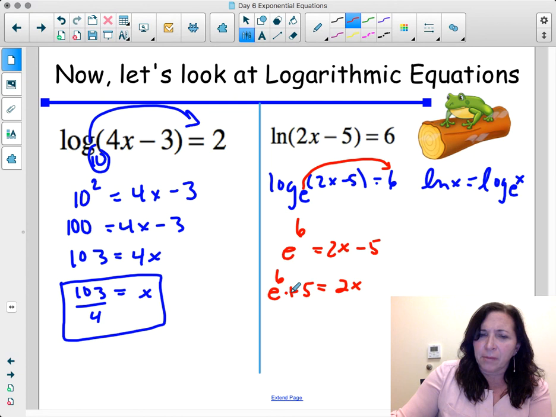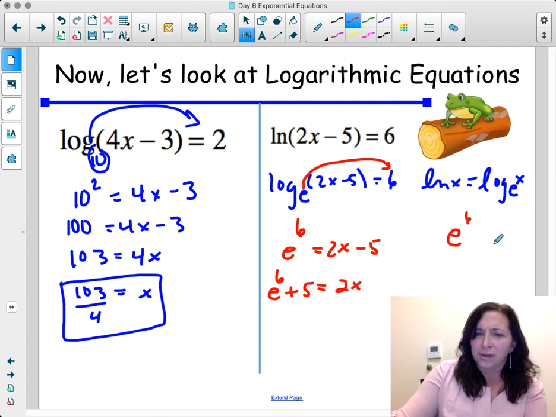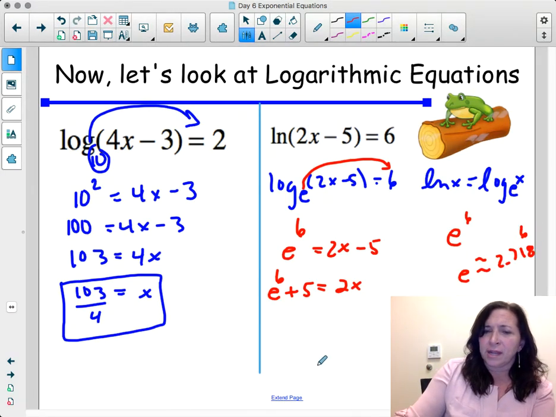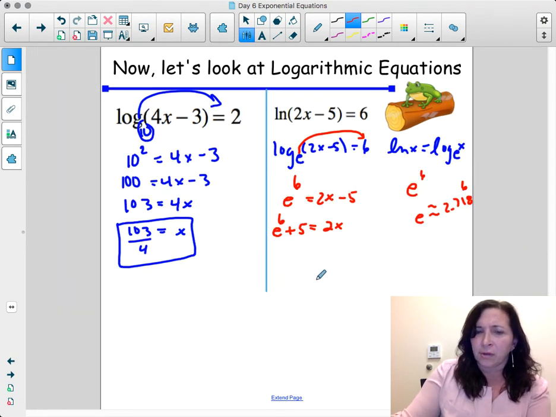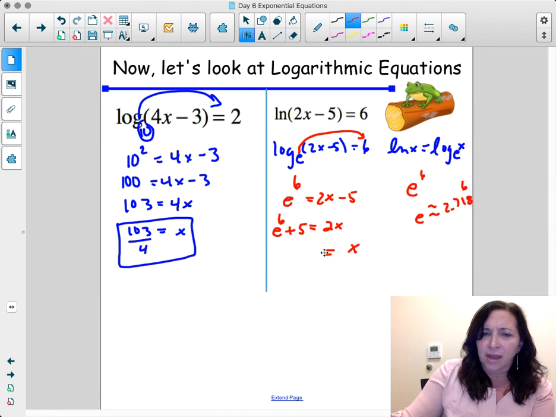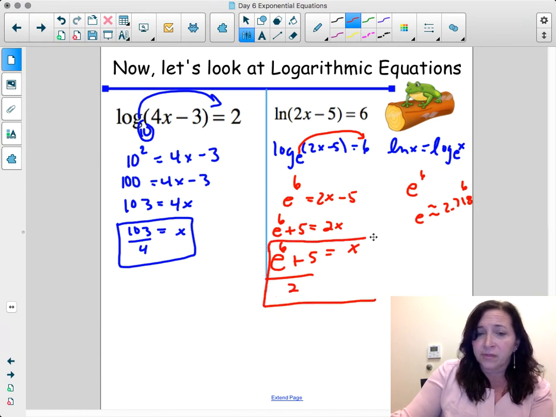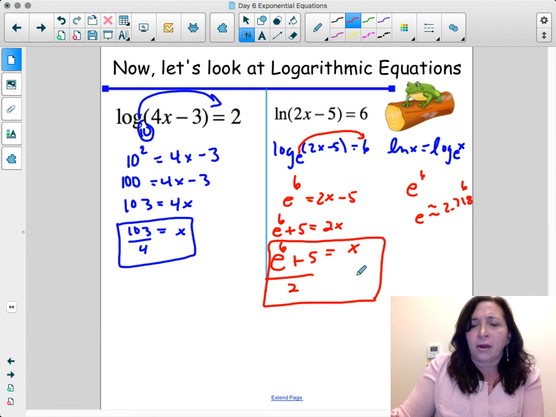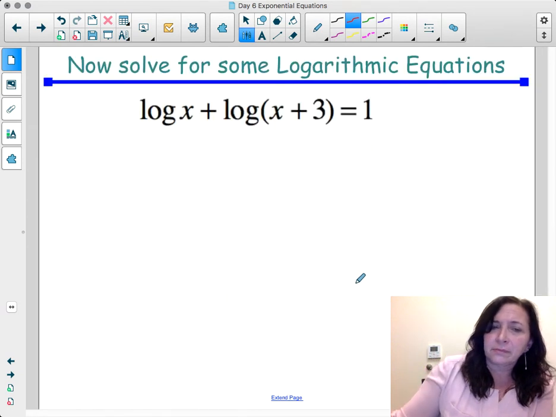Now, keep in mind that e to the 6th power is just e to the 6th. Remember, e is approximately 2.718. So that's just saying 2.718 to the 6th power, which you can do very easily on your calculator. So then you have x equals e to the 6th power plus 5, divided by 2. If you don't have your calculator, this is your answer. If you do have a calculator, you can estimate that.